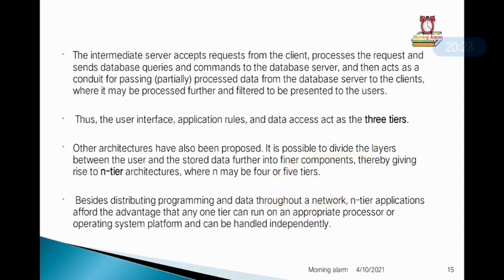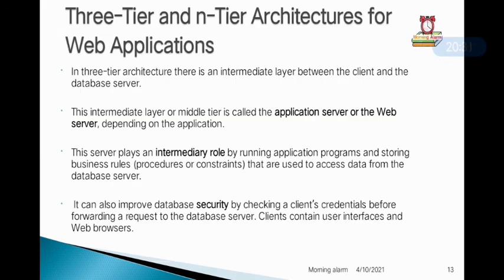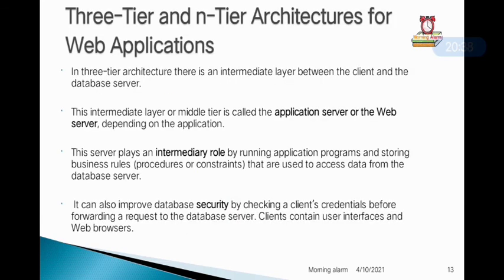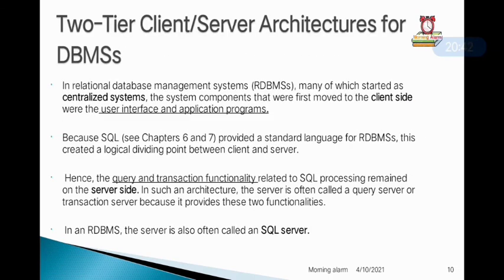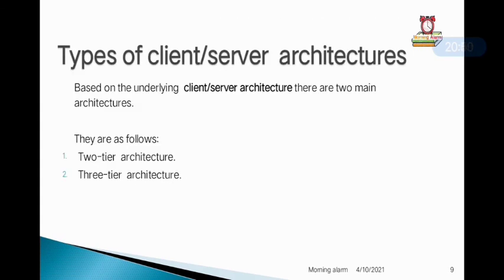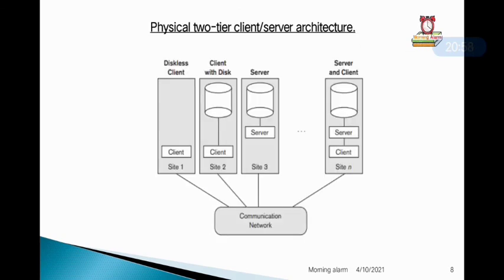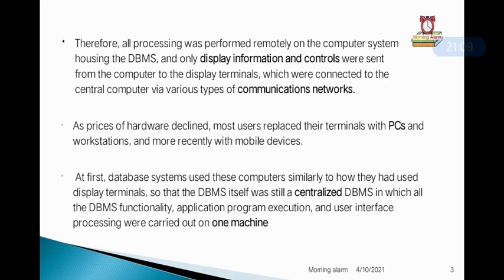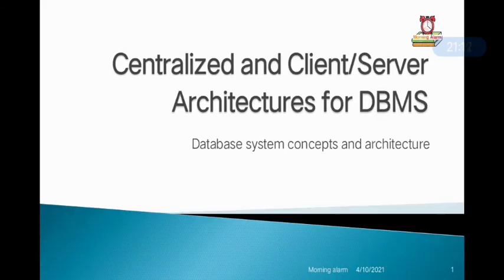And in 3-tier architecture we have 3 layers: client, application server or web server, and database server. In 2-tier, the intermediate layer is absent and we only have the client and the server. So we have discussed what is client and the server, and how it led to the two main types of architectures, 2-tier and 3-tier, and also the centralized architecture of the DBMS. So this is about the centralized and client server architecture of the DBMS.